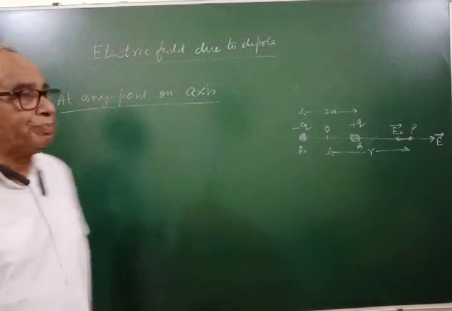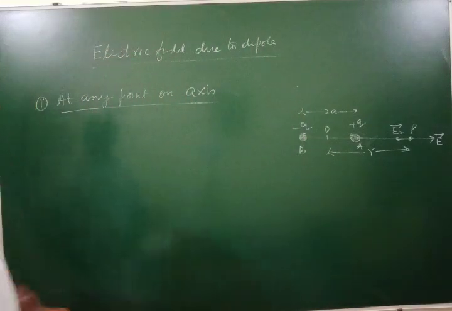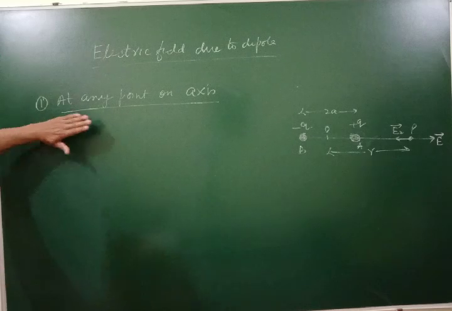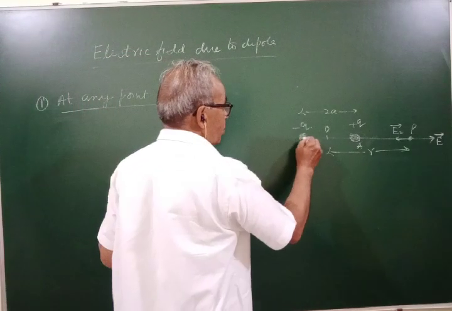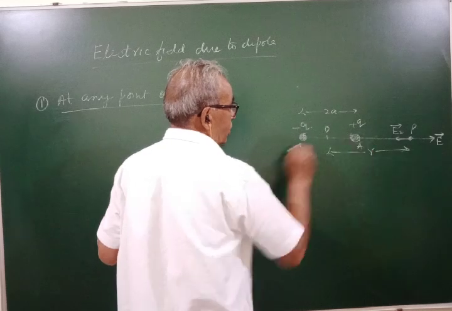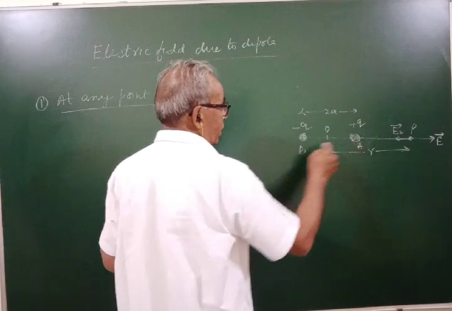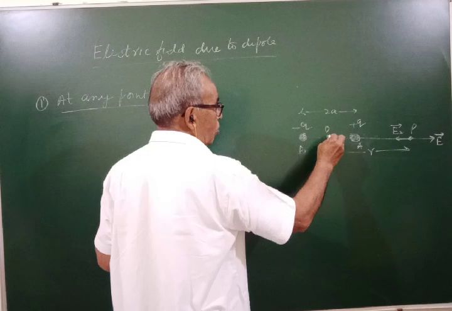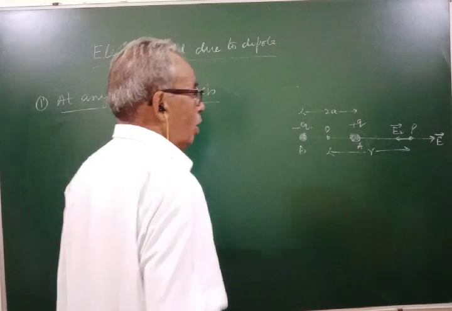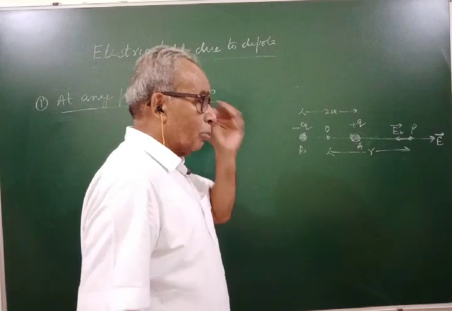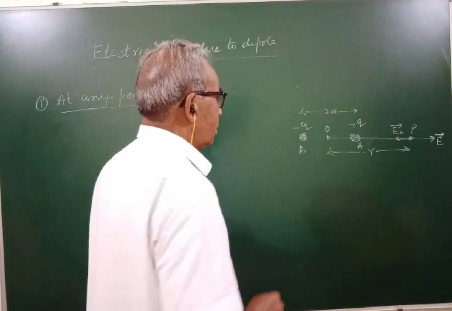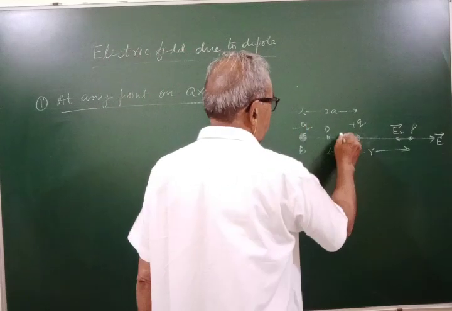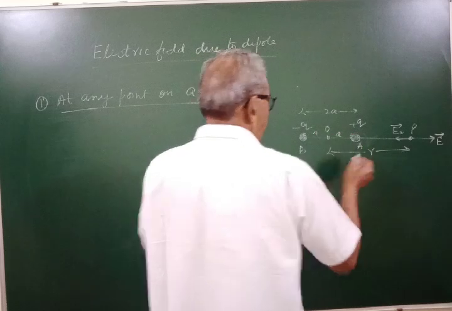Now I am going to discuss the electric field due to a dipole. Number one, at any point on the axis. Here minus q charge and plus q charge are placed at points A and B. The midpoint of the dipole is O. The distance of a point from the dipole is measured from the midpoint. This distance is r, and this is a.